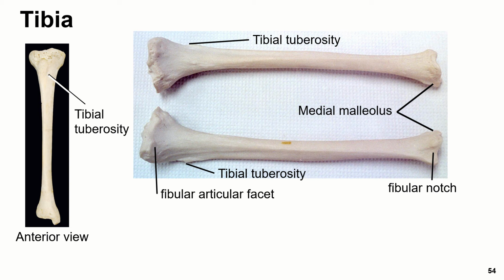All right, up next is the tibia, and this is what it looks like. This is the anterior side of the tibia. The top of the tibia is kind of weird. It's pretty flat. Look at that.